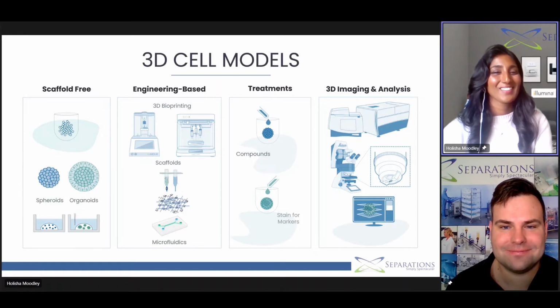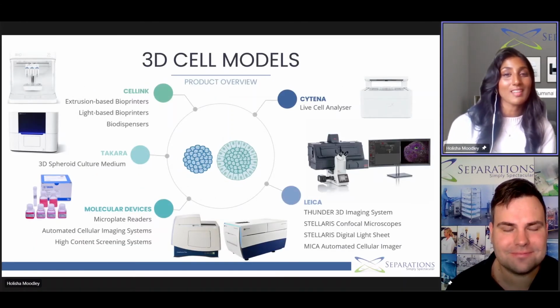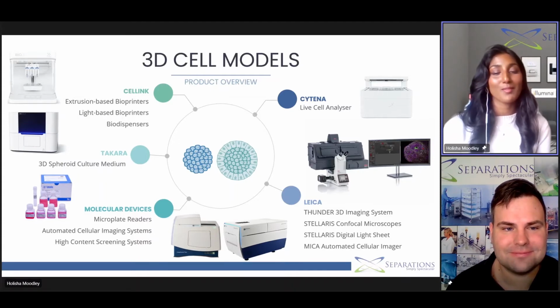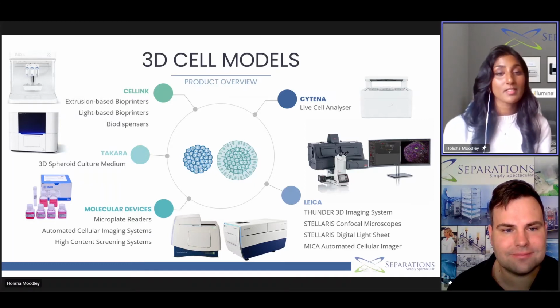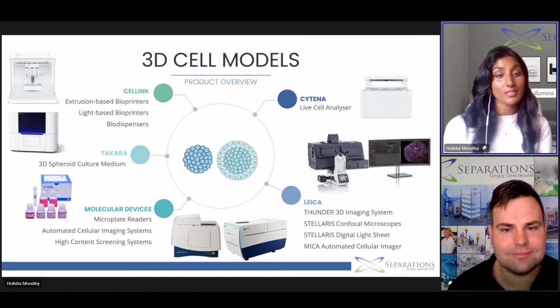Thanks, Jeff. So if we start looking at a product overview of what we can offer for 3D cell models, we'll start with the bioprinters. We represent a company called CellLink, and we are able to offer extrusion-based bioprinters or light-based bioprinters and biodispensers. Broad range of different systems, different throughputs. If you're at the entry level where you're just trying to do pilot scale studies all the way up to larger scale, we're able to assist with different systems.